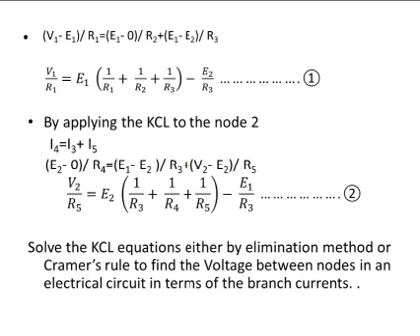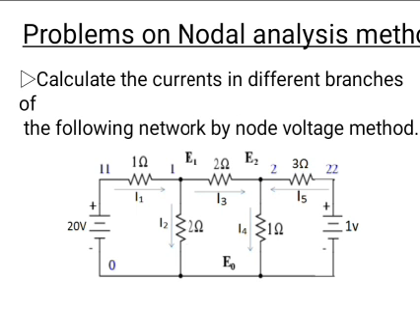Solve the KCL equations, either by the elimination method or Cramer's rule, to find the voltages at the nodes in an electrical circuit in terms of branch currents.